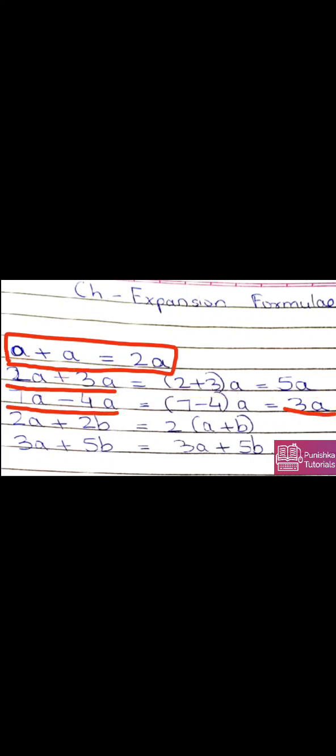Similarly, 5a minus 4a is a. Next, 2a plus 2b. Here if you observe, in the first term the variable is a and in the second term the variable is b. You cannot perform any operation in this case. You cannot add the coefficient of both the terms because the variables are different. Same way, 3a plus 5b is 3a plus 5b.